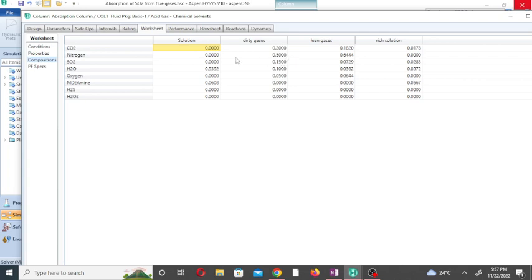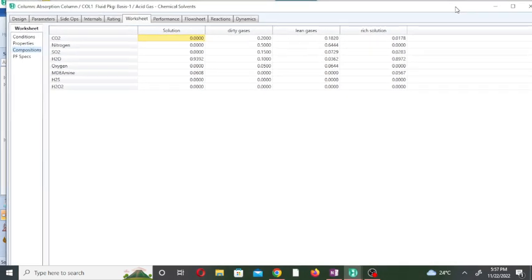Now how can we increase the removal percentage of sulfur dioxide from the flue gases? There are many ways. We will discuss one way. You can increase the solution mass flow rate in order to increase the percentage removal of sulfur dioxide. You can also check the removal of carbon dioxide. This is 20%, this is 18%. So about 2% is decreased. So a smaller amount of carbon dioxide is also absorbed into the solution from the flue gases.